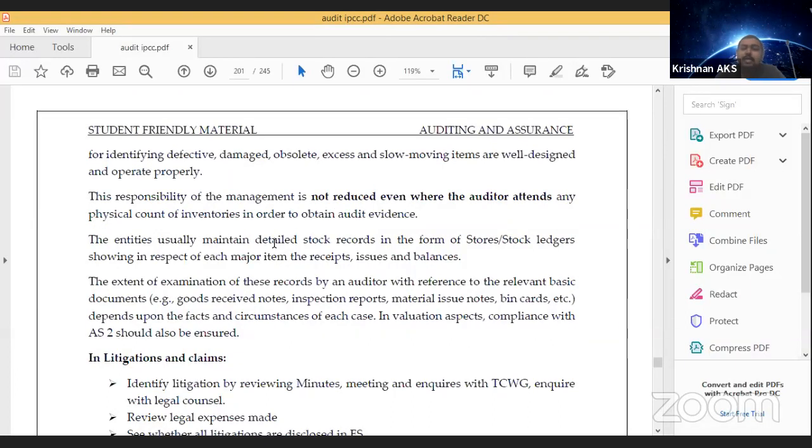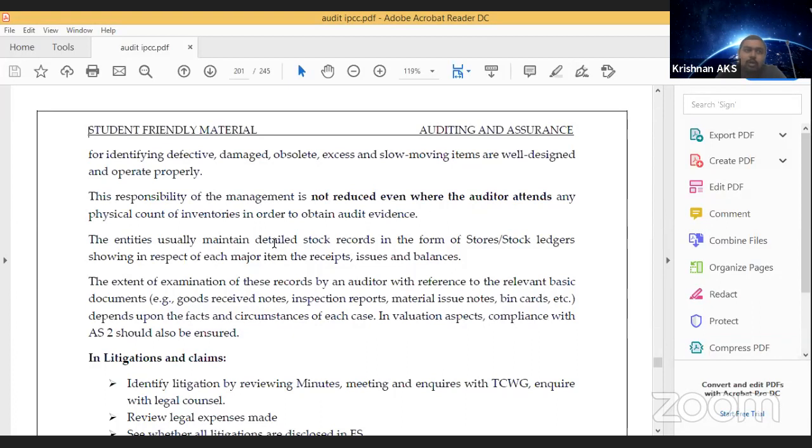Then litigations and claims. Sir, how to audit litigations and claims? See, contingent liabilities is one of the very important areas where we don't have a hold. Actually speaking, we don't have a hold. So what do we have to do when auditing contingent liabilities? First of all, you should ask the management to give a written representation that all contingent liabilities have been disclosed in the financial statements.